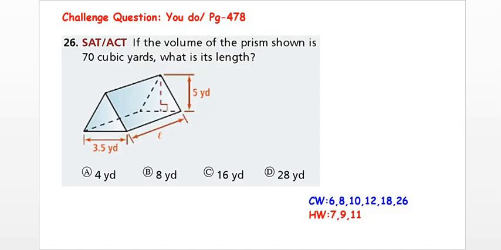Here is the next question. It says the volume of the prism shown is 70 cubic yards. What is the length? That means you have to write the formula and substitute the values that are mentioned here in the question, and then try to find the length. So what is the formula? V equals half of base times height. This is for the triangle, and then you have to multiply it with the height of the prism.